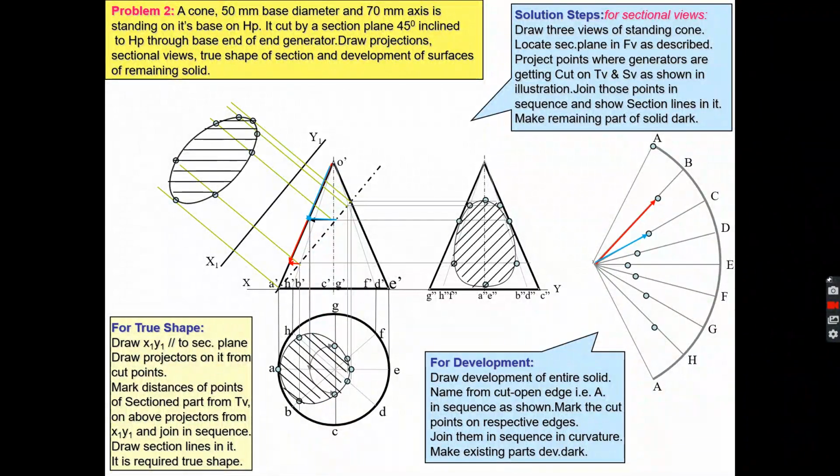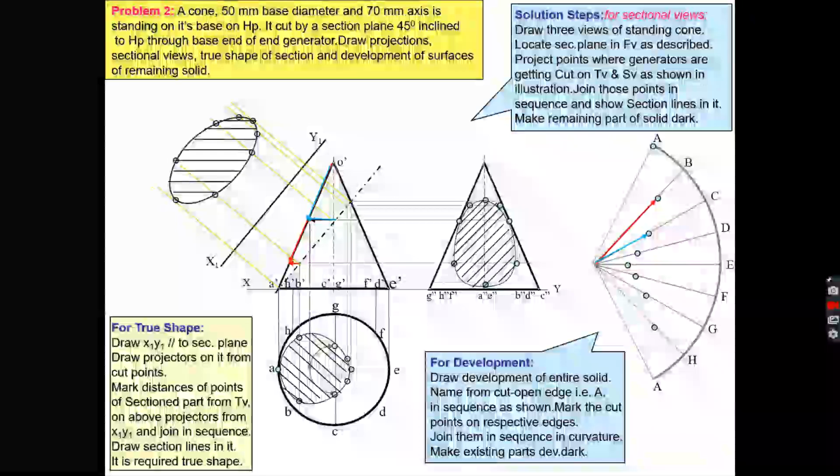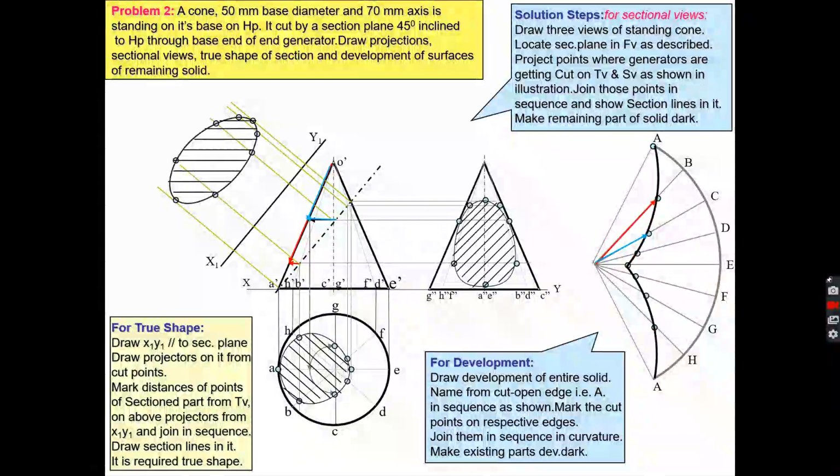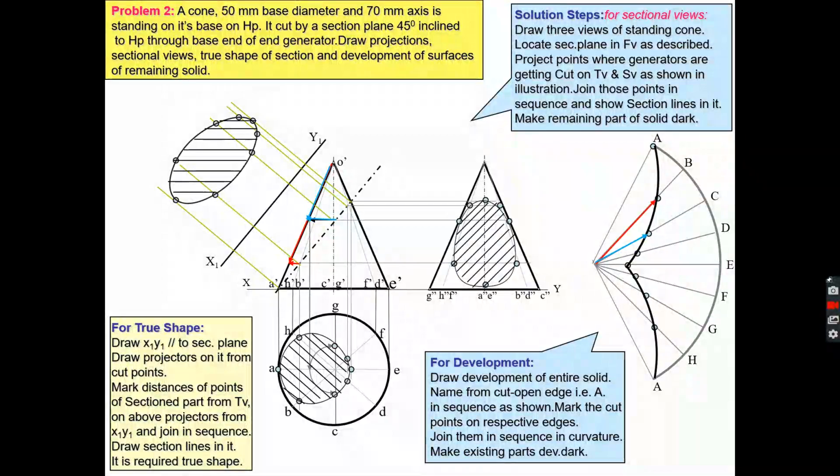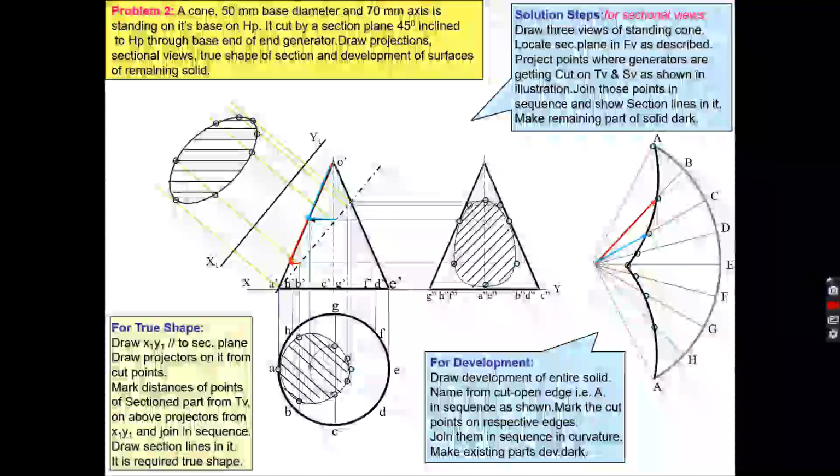So after getting all the points, you have to join these points with the help of a French curve, because your cone is a curve and all these points are on the curved surface. In the previous problems, the points were on the flat surfaces. Because of that, you were joining those points with the help of a straight line.